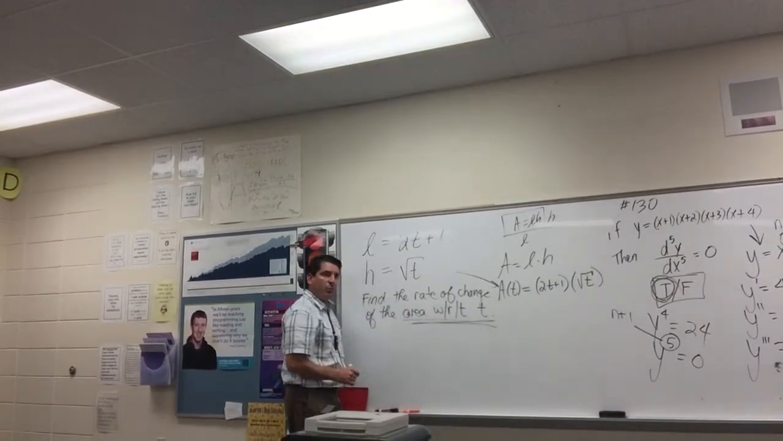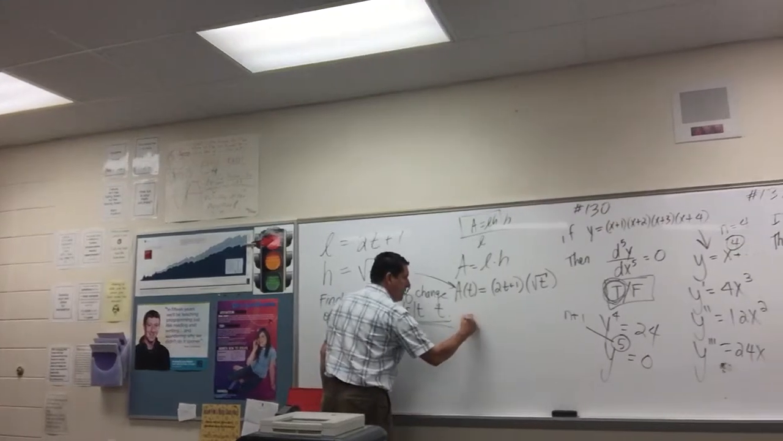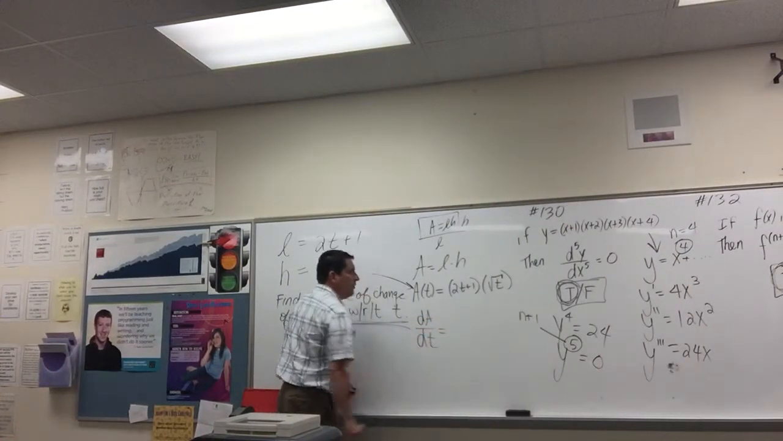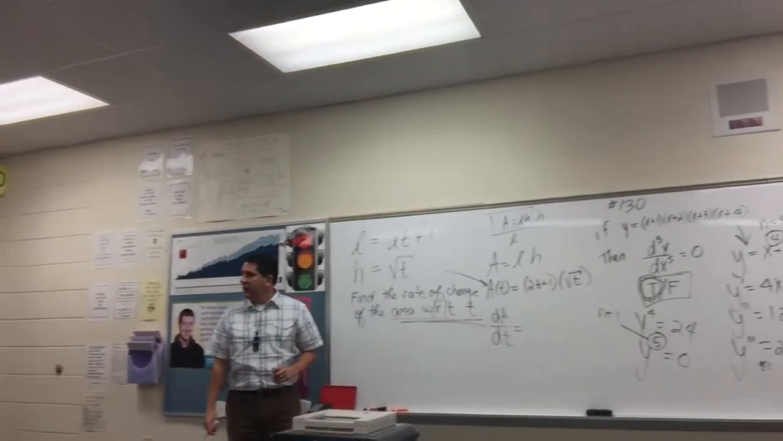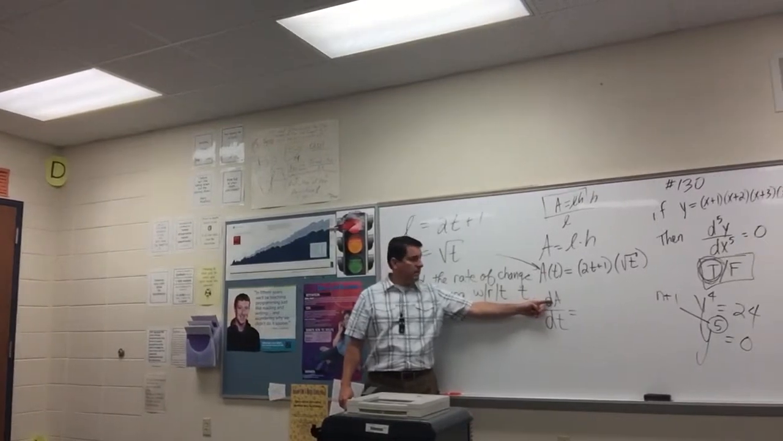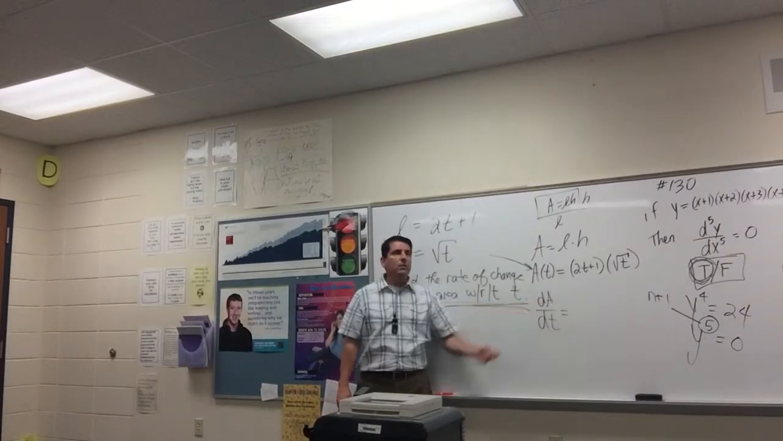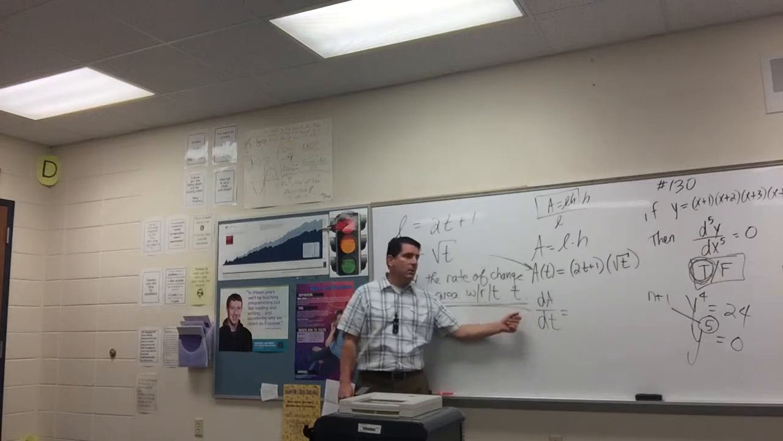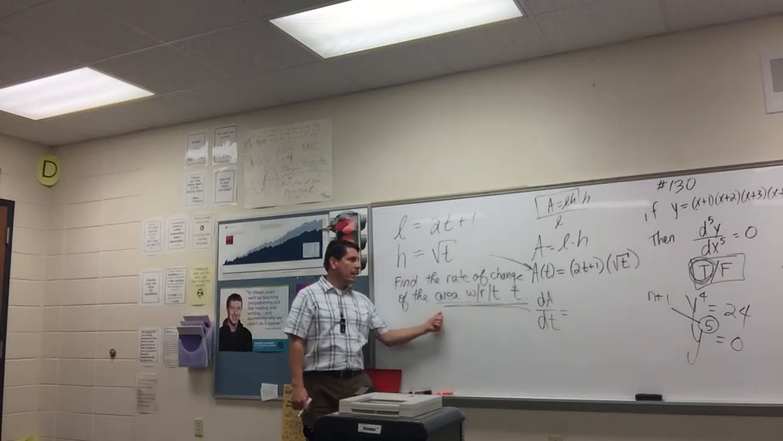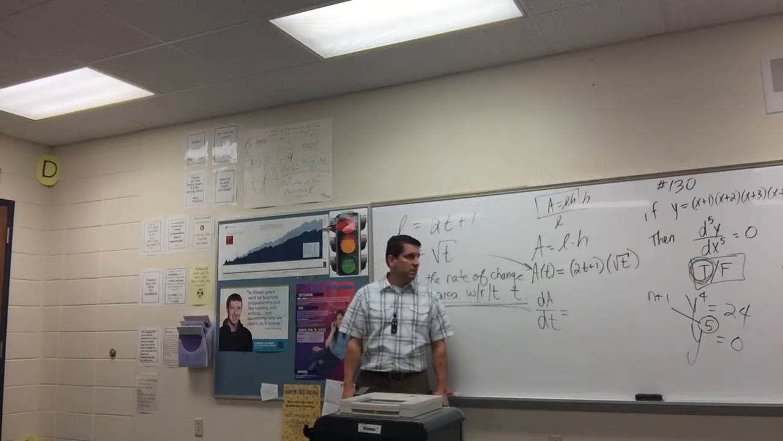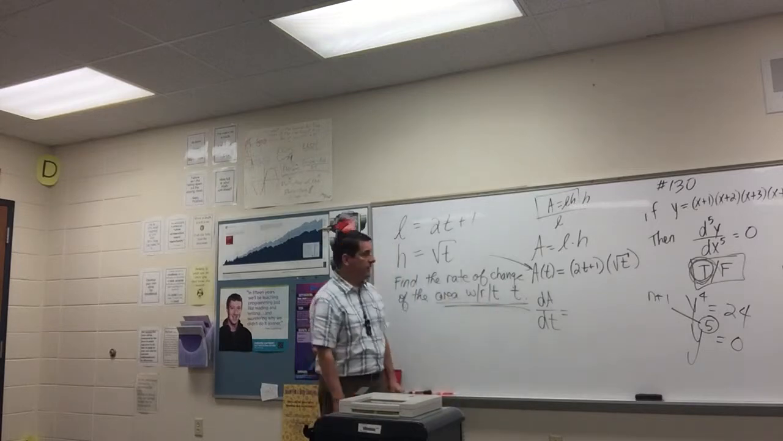This said, find the rate of change of the area with respect to t. Here's how you interpret that. That means I'm out to find dA dt, or in other words, the derivative of the A function. This is the derivative of the area with respect to t, which means the slope of the line tangent to the area, which also means the rate of change of the area.